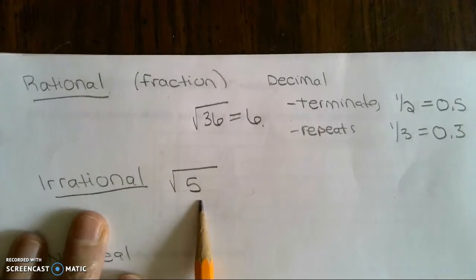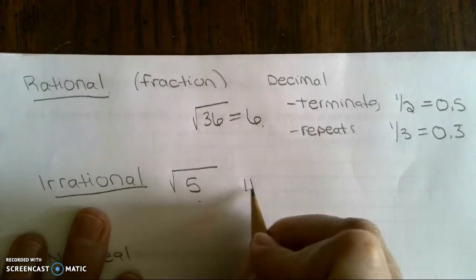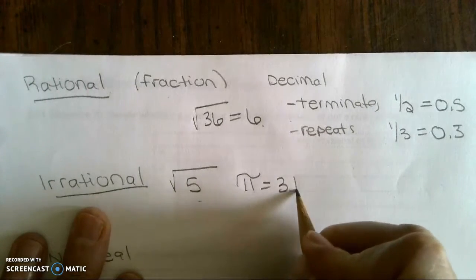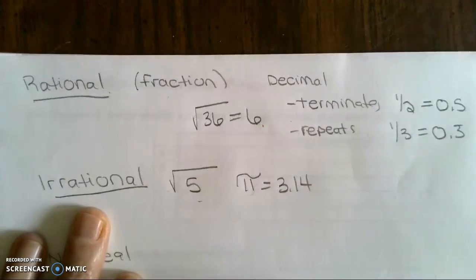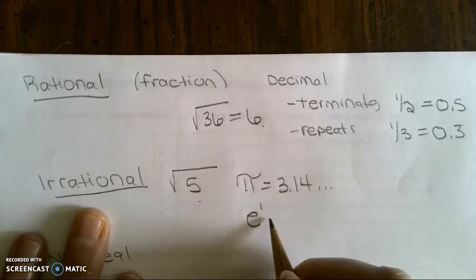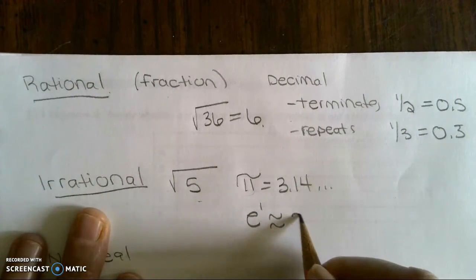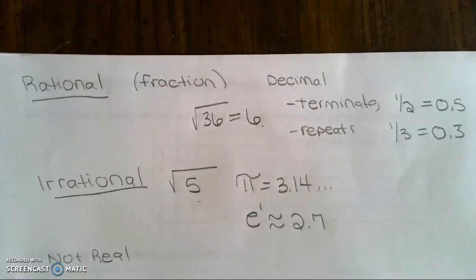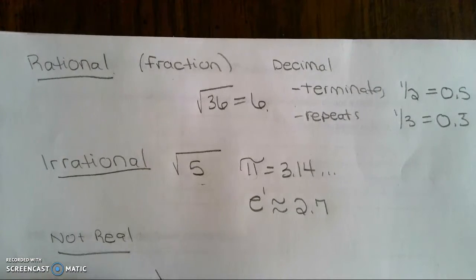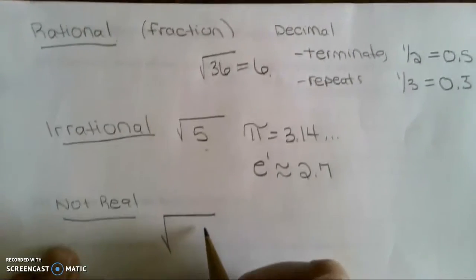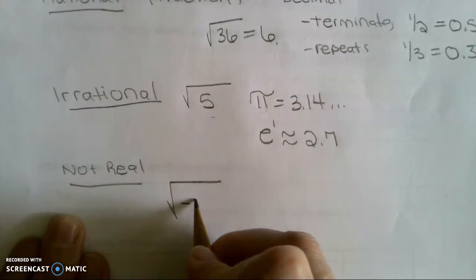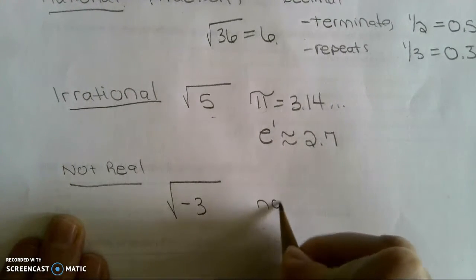Some other examples of irrational numbers would be pi. You guys remember that? We just had pi day a short while ago. That's like 3.14, and it keeps going on from there. Or another one is e, which I don't know if you've seen before, but that's approximately 2.7, and that keeps going from there. Okay, finally we have non-real numbers. Whenever we have a square root of a negative number, that's considered not real. For example, the square root of -3. That's not real.